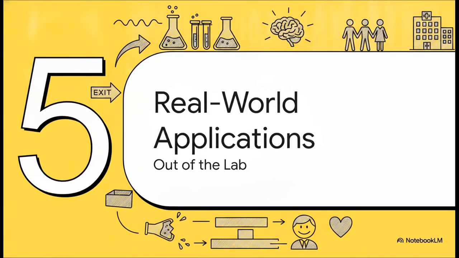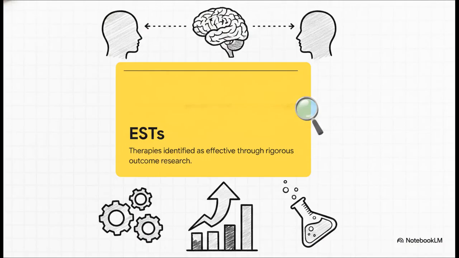And that brings us to Section 5, Real-World Clinical Applications. It's time to step out of the laboratory, walk into the clinic, and explore how these research building blocks actually change lives in the real world. All of this rigorous therapy outcome research we teach is designed to identify empirically supported treatments, or ESTs, basically the therapies actually proven to work.